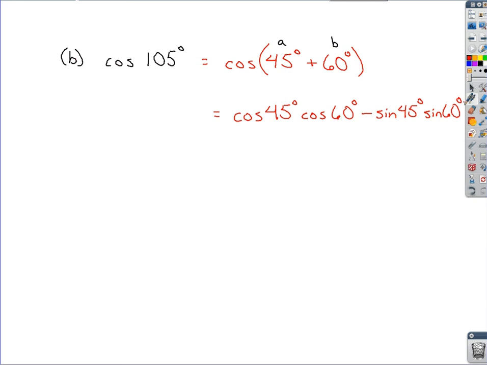So addition formula for cosine leads you to that expansion, and now we've got the same kind of situation as we did before. Go through, evaluate each piece. We start with the 45-degree stuff, using the 45 right triangle, cosine of 45, sine of 45. Each will be 1 over root 2.